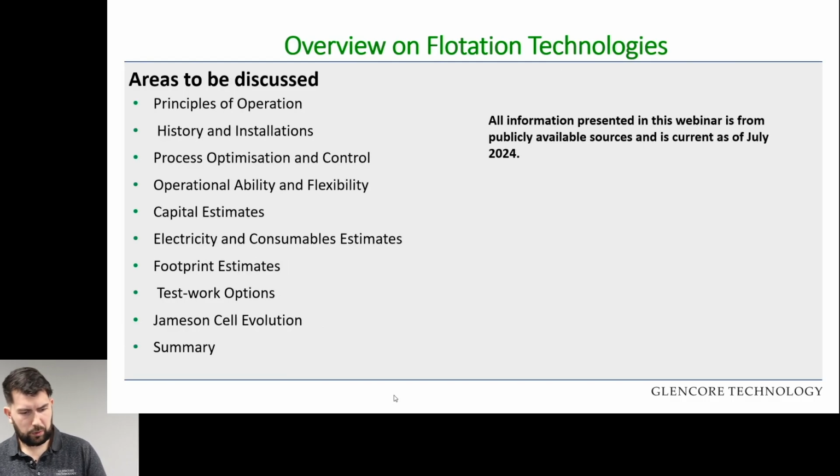Now the various areas that we're going to discuss are the principles of operation of each technology, the history and installations, process optimization and control, operational ability and flexibility, some capital estimates, electricity and consumables estimates, estimates of various footprints, the test work options for each technology, a little bit about the evolution of the Jameson cell, and a final summary. Now, just a small disclaimer is that all the information presented in this webinar is from publicly available sources and is current at the time of writing.